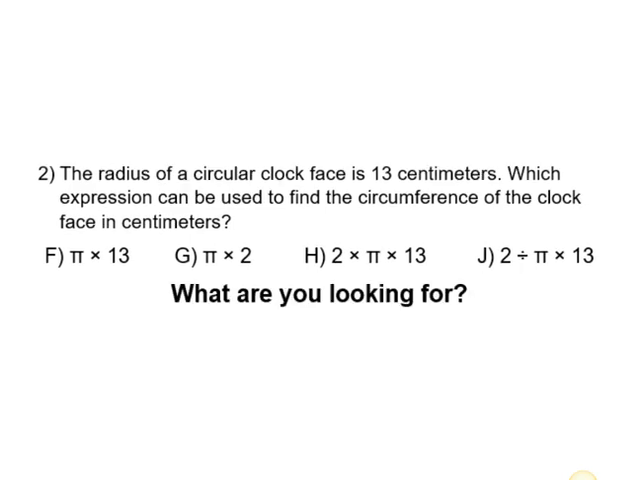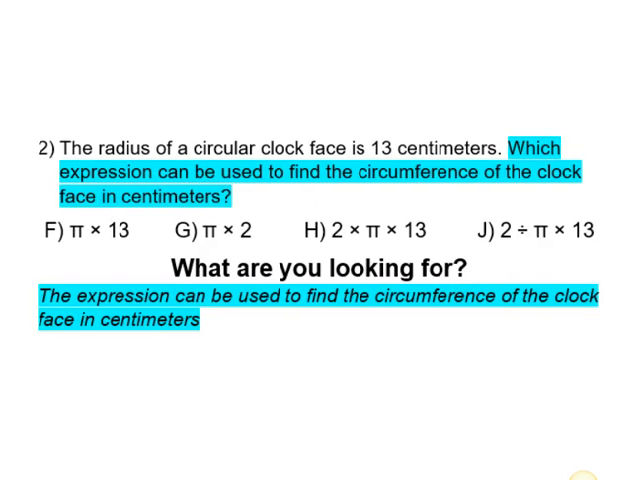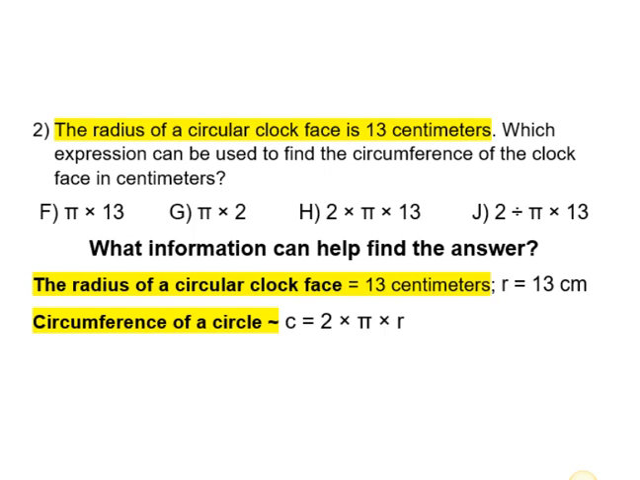What are we looking for? We are looking for the expression that can be used to find the circumference of the clock face in centimeters. What information can help us find the answer? Well, the first information that we can use is the radius of a circular clock face is 13 centimeters. So we are going to say R is equal to 13 centimeters.